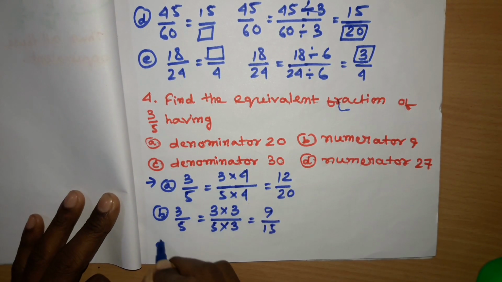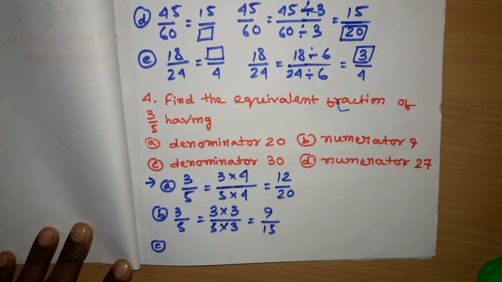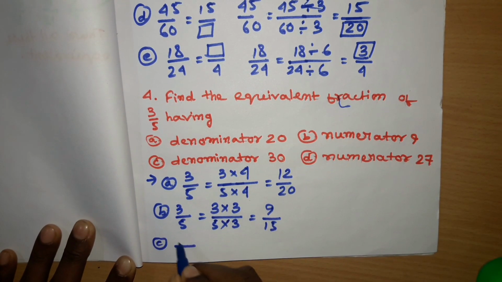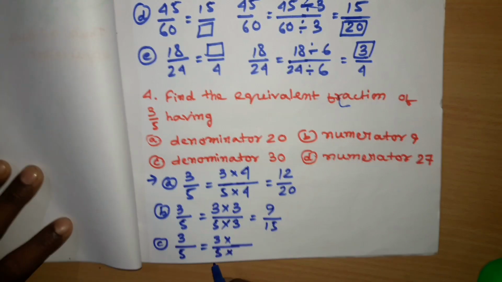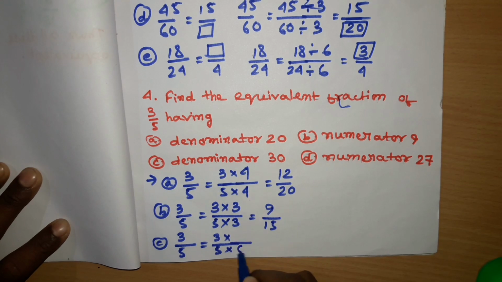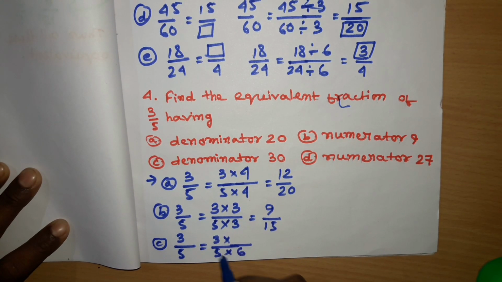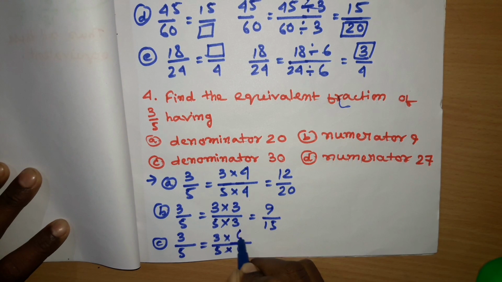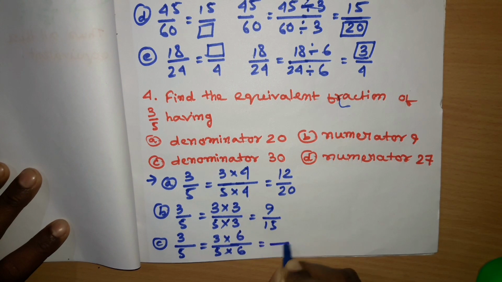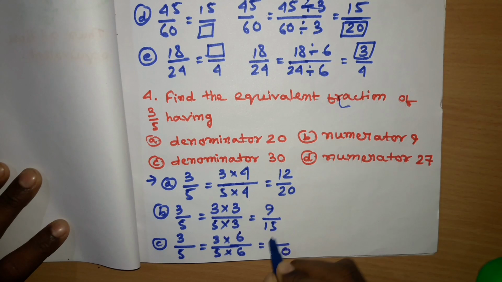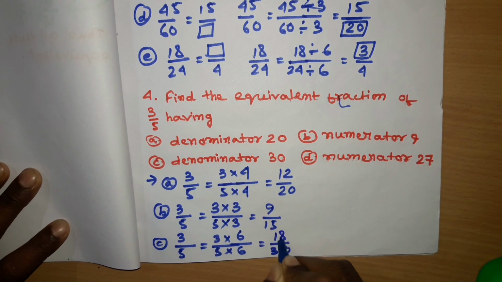Number C. Now whatever number C is there, we want denominator 30. So if 3 by 5, if I want denominator 30, to get 30 here, what do I have to multiply? 5 6s are 30, we know, at the denominator. So that's why I'm multiplying the numerator also. I have to multiply by 6. So 5 6s are 30, 3 6s are 18.